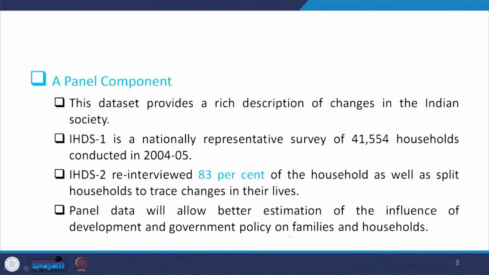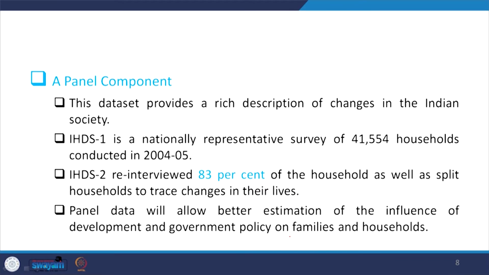Now, understanding the panel component a bit, the data set provides a rich area of discussion on changes in Indian society over time. IHDS 1 is a nationally representative survey which covers 41,554 households, conducted in 2004-5, and these were re-interviewed in IHDS 2, our second round. 83% of the households were re-interviewed, and the second round also considered some split households in addition to the re-interviewed households.